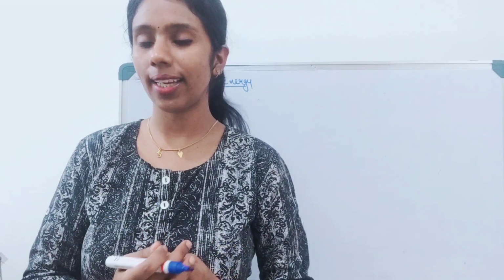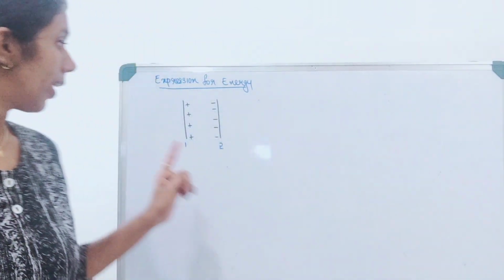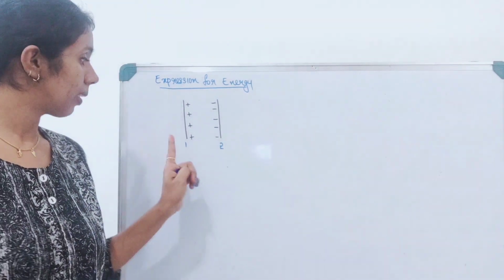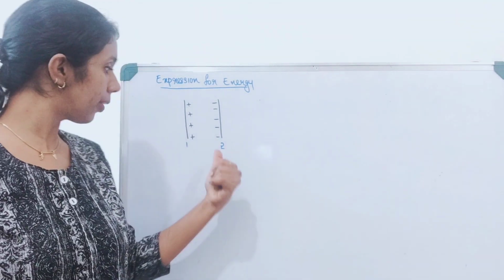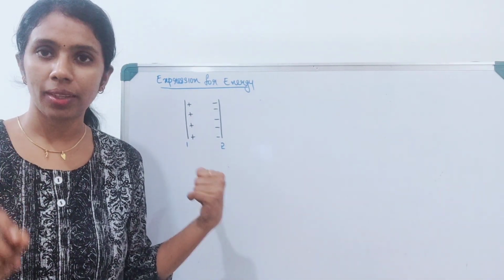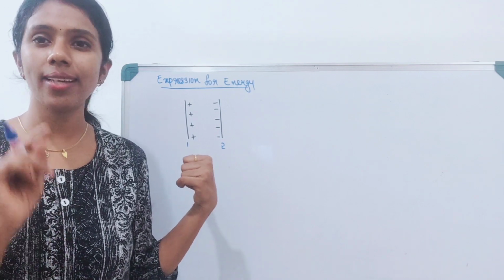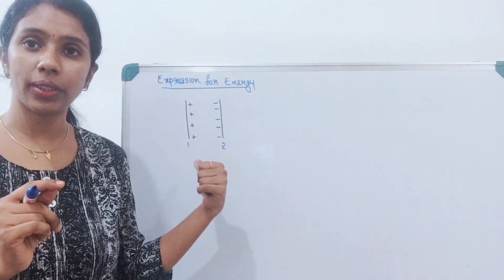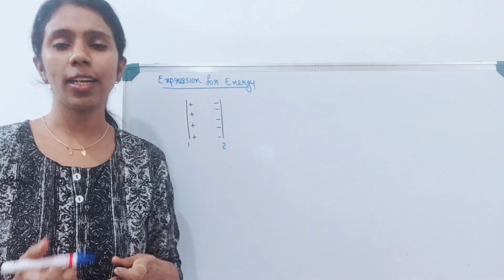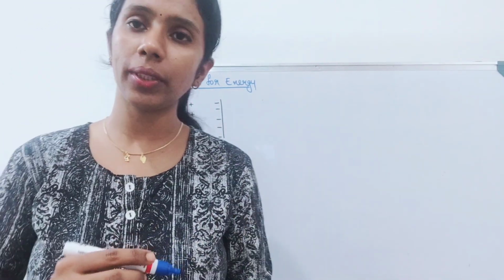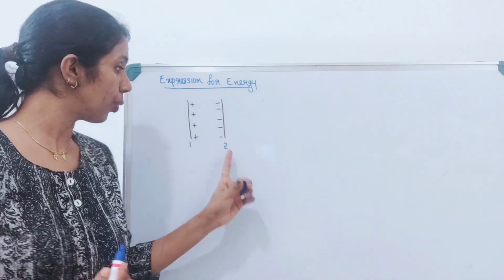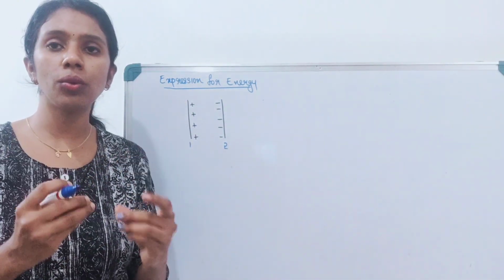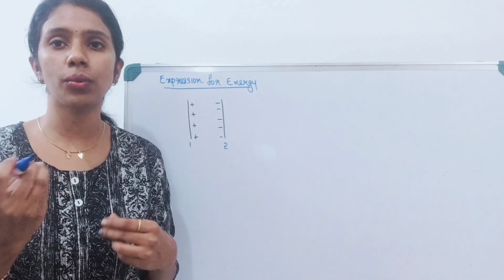So in order to derive the expression, here I am considering a capacitor with two plates, plate 1 and plate 2. Suppose I am transferring the charge from plate 2 to plate 1 bit by bit. It is clear from the picture that at any stage, plate 1 is at a higher potential compared to plate 2. So whenever you are transferring a charge from lower potential to higher potential, definitely you have to do some work. So here also, when you transfer a charge from plate 2 to plate 1, since plate 2 is at lower potential, we have to do some work.